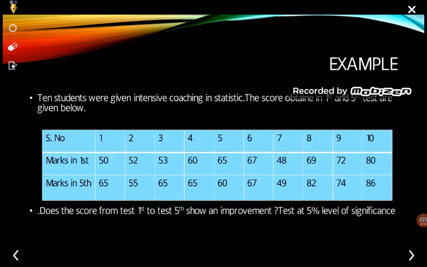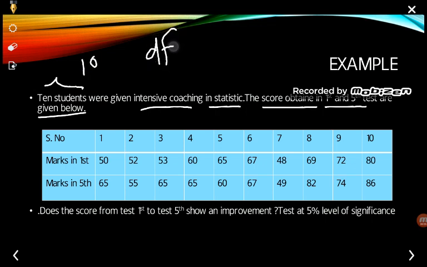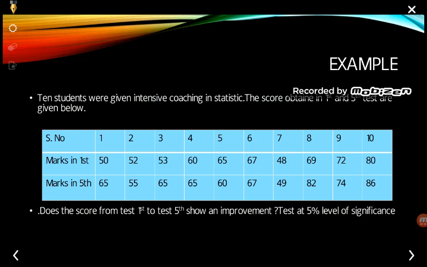So the example is: 10 students were given intensive coaching in statistics, and the scores obtained in the first and fifth test are given below. So 10 students were given coaching. Here the number of samples is 10. So the degree of freedom can be calculated by df is equal to n minus 1. What is n? n is 10. 10 minus 1 equals 9. So here the degree of freedom will be 9 because the number of samples is 10.